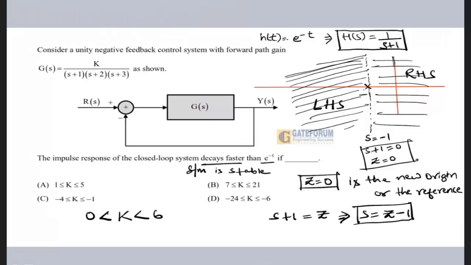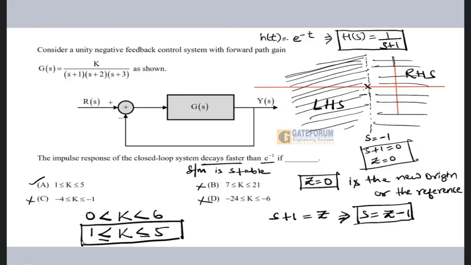But no option has been given, so one of the options must lie in this particular range. 7 to 21, no, not lying. This is also not lying here. Minus 4 to minus 1, no, not lying. But this particular option, 1 to 5, because if k is greater than 0 but less than 6, k can be equal to 1, 2, 3, 4, 5. So 1 less than or equal to k less than or equal to 5. This is the correct option, so A is the best fit option here.